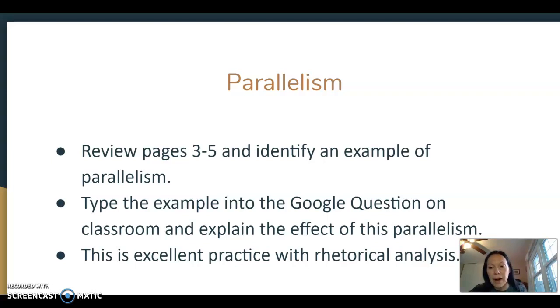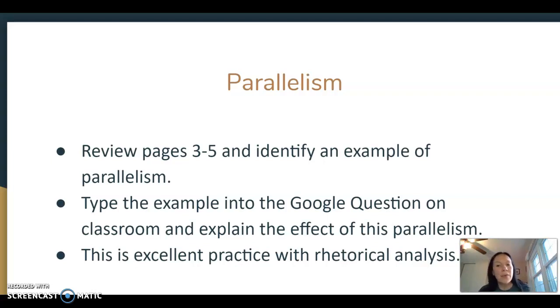And just a reminder, parallelism means that the sentences are the same in the way they're structured, or within a sentence, the structure is the same. So the easiest example of this is in a list, when you list things and each item of the list matches structurally. So it does not require any repetition of words, it's more repetition of structure.